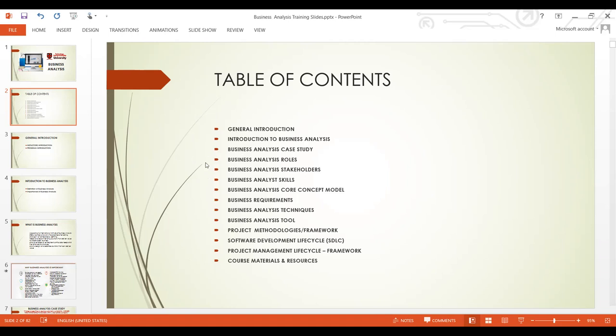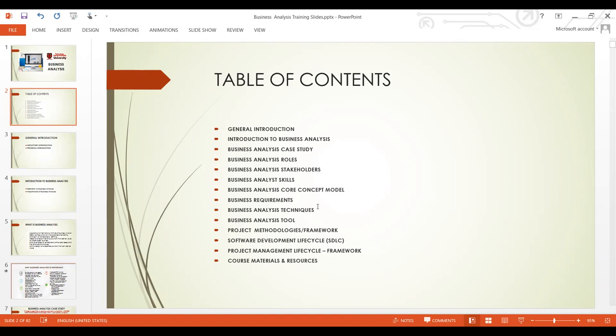Then after that, we'll look at roles in business analysis, stakeholders in business analysis, and skills in business analysis. These are things we are planning to cover, if possible, today, but let's see how much we can cover.